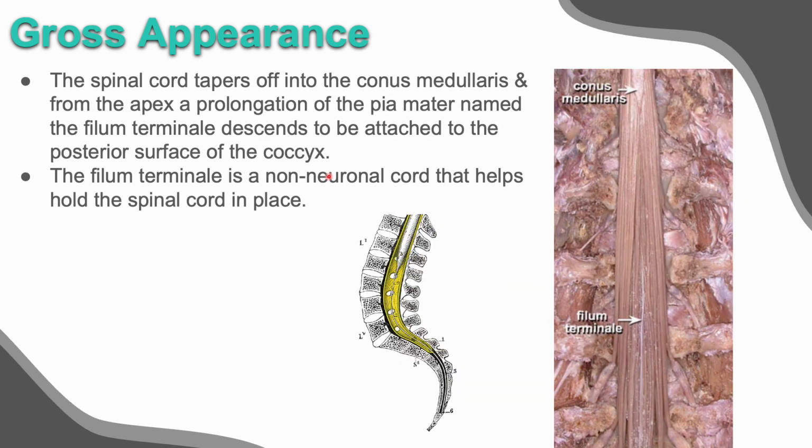The spinal cord tapers off into the conus medullaris. We're talking about the ending of the spinal cord right here. And from the apex of the spinal cord, a prolongation of the pia mater, named the filum terminale, which we see right here and right here, descends to be attached to the posterior surface of the coccyx. The filum terminale is a non-neuronal cord that helps hold the spinal cord in place, so it anchors the spinal cord in place.